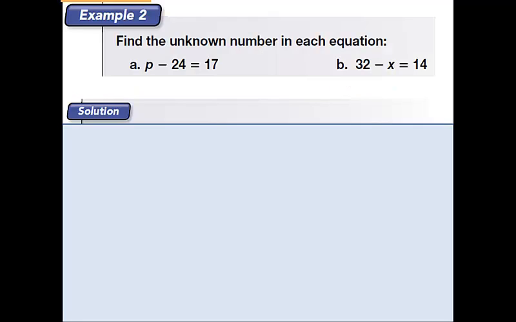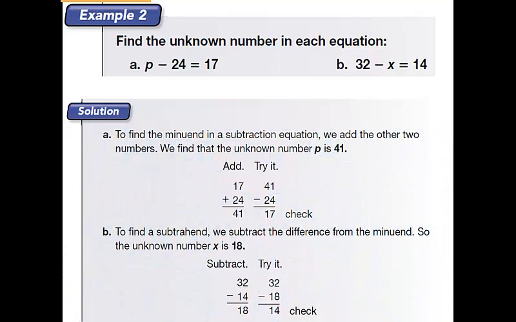So go ahead and try those, see if you understand the concept and the principle. Solve A and B. Then restart the video. In A, you're going to add the 24 and the 17 together to find out that it would be 41. And then when you do the math, you know that 41 minus the 24, your answer is 17. So we know that our unknown was 41 for problem A.